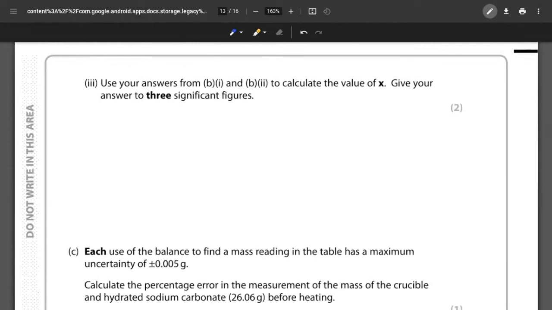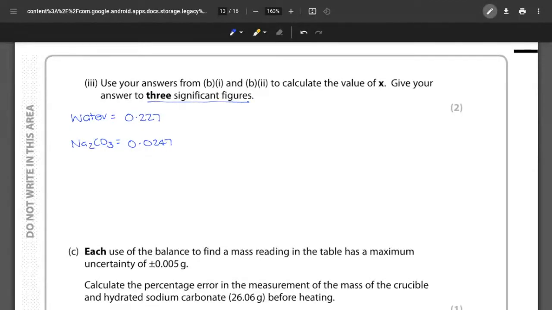Now we want to use those answers to calculate the value of X. Just as a reminder, our water had the number of moles of 0.227, and our carbonate had 0.0247. We want to calculate the value of X and give our answer to 3 significant figures. You will get a mark for getting it with the correct number of significant figures, so please make sure that you pay very close attention to that.